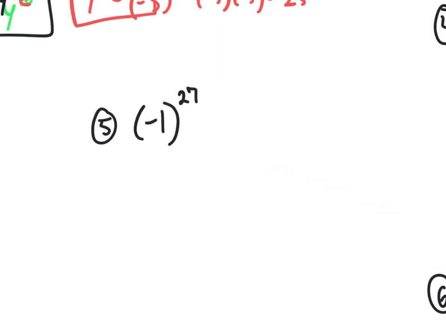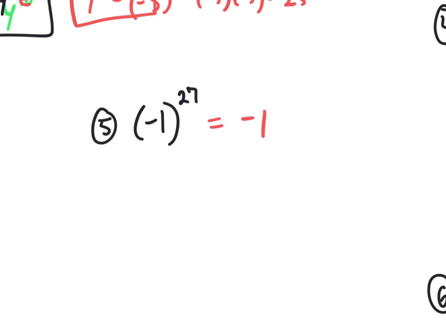We do have parentheses, so that base truly is negative 1. So what is the answer there? What's negative 1 times negative 1 times negative 1 times negative 1 times negative 1? 27 times. Anybody? That's right, negative 1. Why is that?